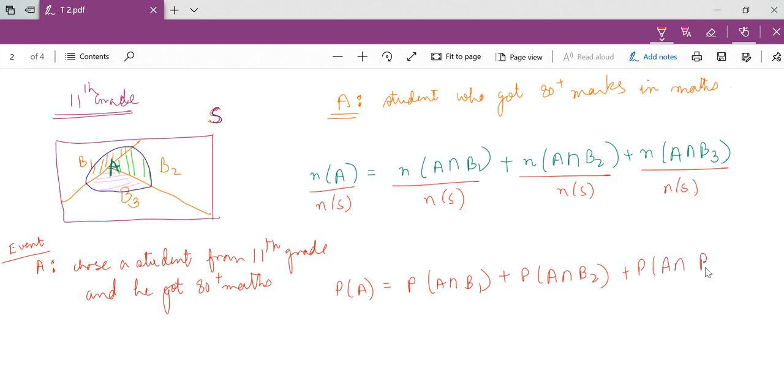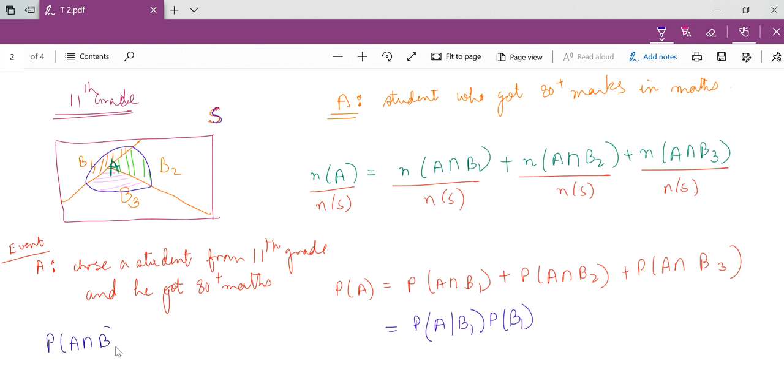You get the point, right? So now what? Now I can use the multiplication theorem of probability. This is nothing but the probability of A provided you were in section B1, into the probability of choosing section B1. Okay, why is this? Because of the total probability law, right?